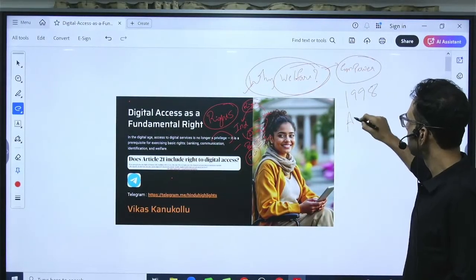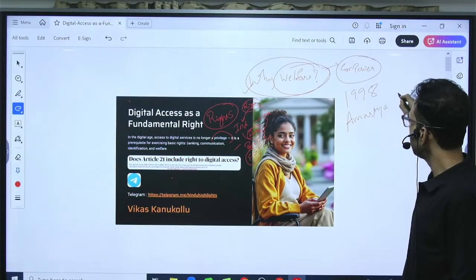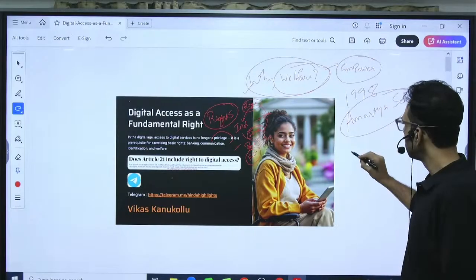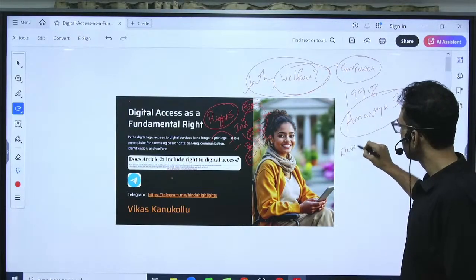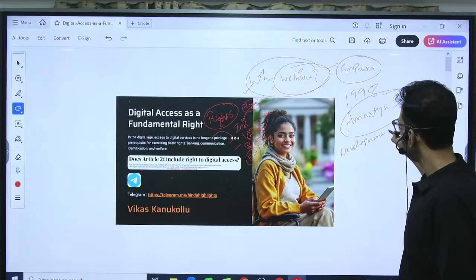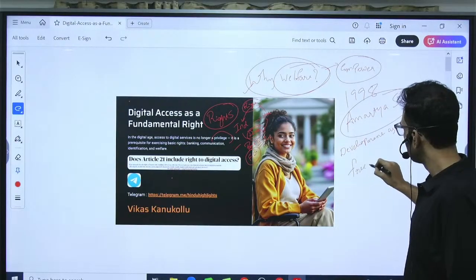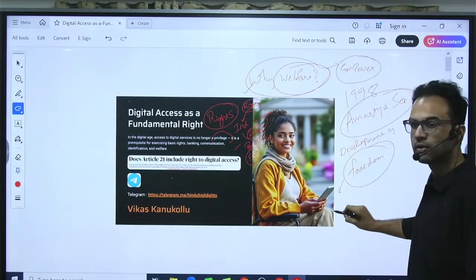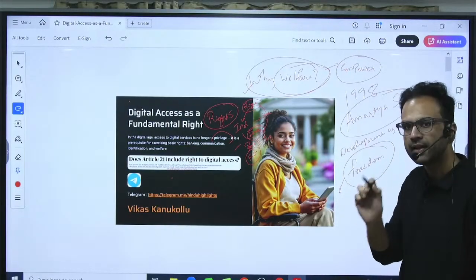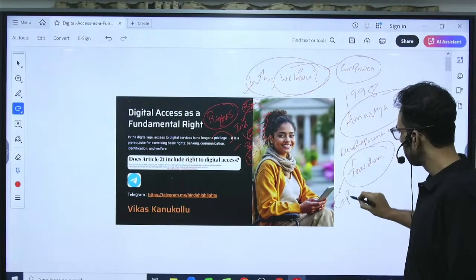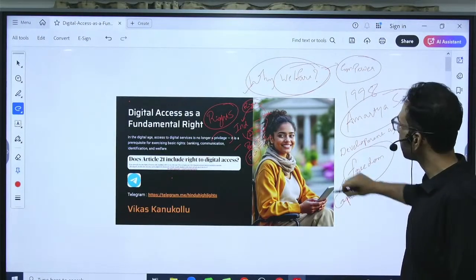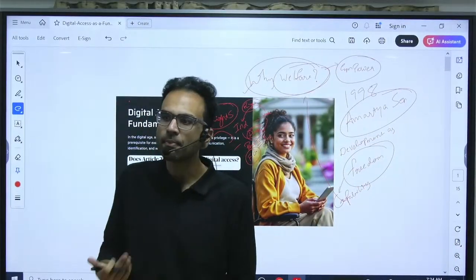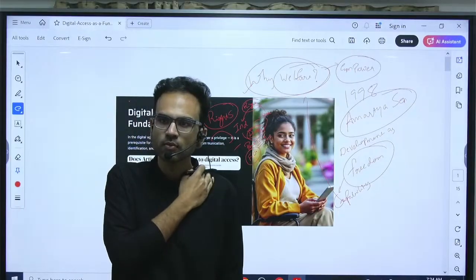So, in 1998, Amartya Sen, he's an economist, came up with a concept called development as freedom. And in this, he is talking about, any guess? Capability, exactly. So, the purpose of welfare is to focus and give people that capability. Alright.